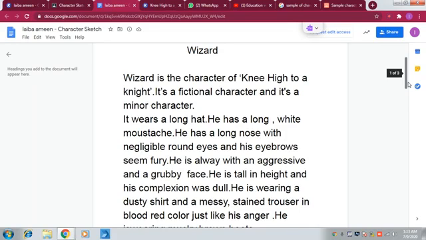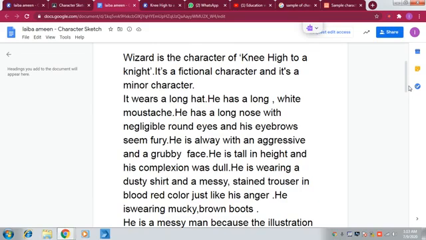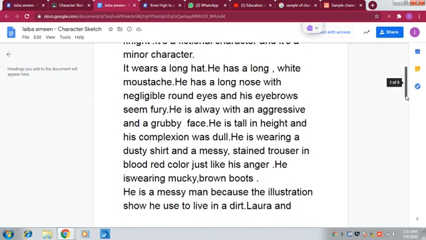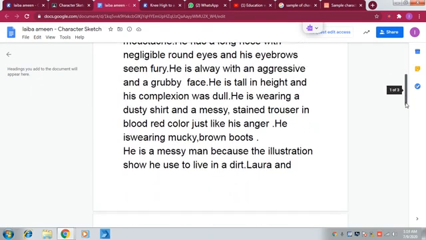It wears a long hat. He has a long white mustache. He has a long nose with small round eyes, and his eyebrows seem furry. He is always with an aggressive and grubby face. He is tall in height and his complexion was dull. He is wearing a dusty shirt and messy stained trousers in blood red color just like his anger. He is wearing mucky brown boots. He is a messy man.